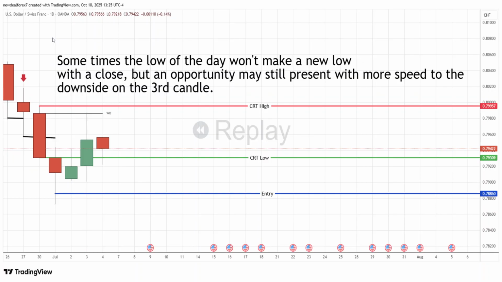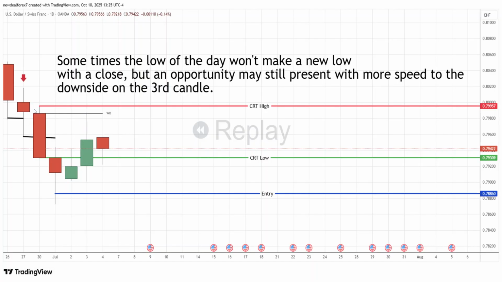Okay, so sometimes the low of the day won't make a new low with a close. And what do I mean by that? This range right here, this low, did not get closed below, but you still have a setup here because you have 1, 2, 3 candles. This candle made a new low, made a low of the day here. And then you got this price action, and then 1, 2 candles, really 3. This one did pay out, right? This one did pay out.